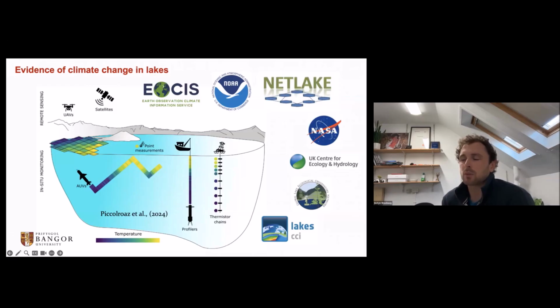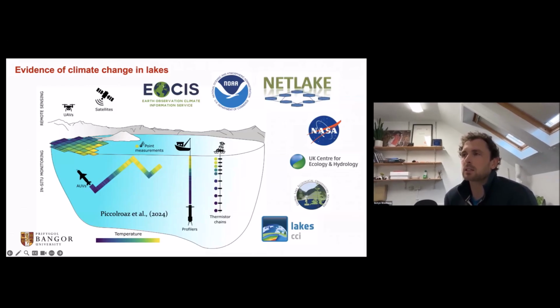We also use data from thermistor chains. So these give us a detailed view of how lakes are changing, not just at the surface, but deeper down into the water column. Obviously, satellites give us a detailed picture of the surface itself, but these thermistor chains give us an accurate view of what's happening below the water surface. Less frequently, but also as important, we use data from profilers and AUVs. So this slide just summarizes some of the data sources, which underpins some of the results that I will show later on in the presentation.